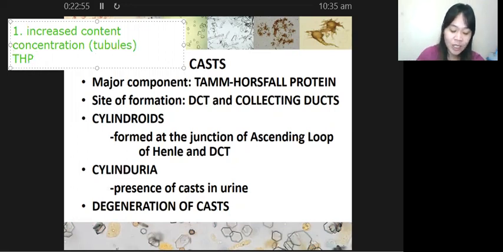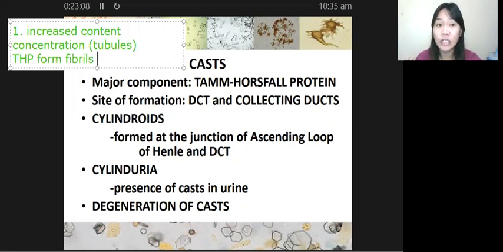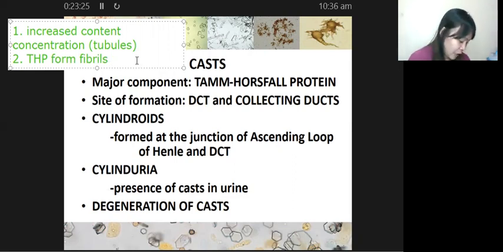protein, so this will form fibrils, okay, which will eventually attach to the cells of your ducts. Okay, particularly, we have your distal convoluted tubule and your collecting ducts. Okay, so next. Ang next na mangyayari ay magkakaroon ng fibril formation of your Tamm-Horsfall protein.